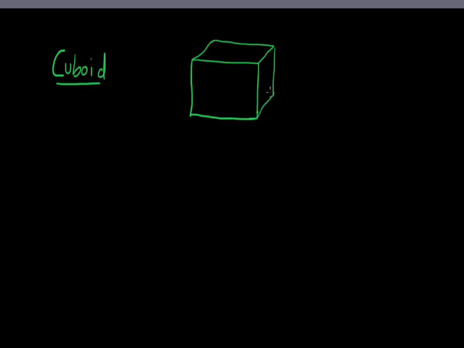Today we discuss the volume of cube and cuboid. First we talk about the cuboid. This is the shape of a cuboid having length L, breadth B and height h. The volume of a cuboid is defined as area of base into height.